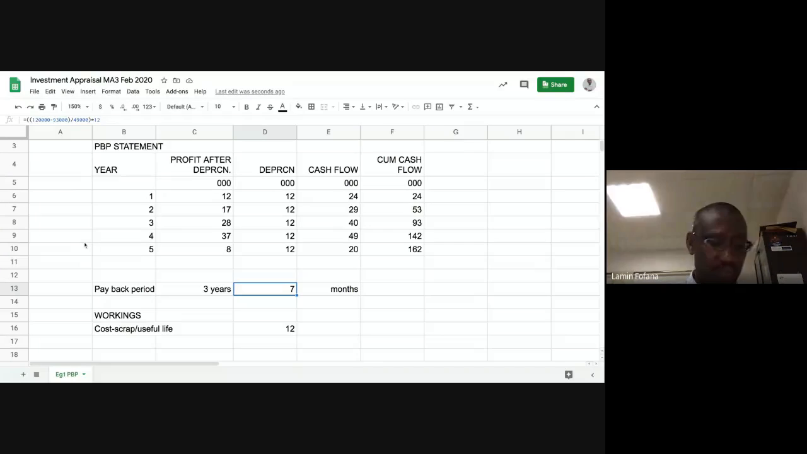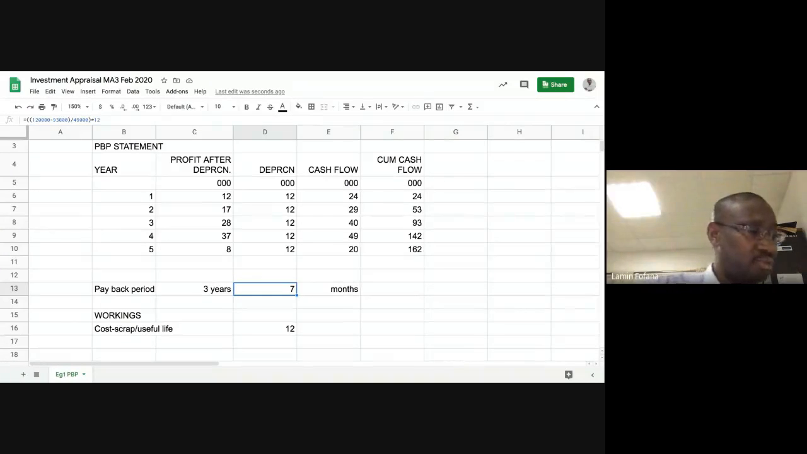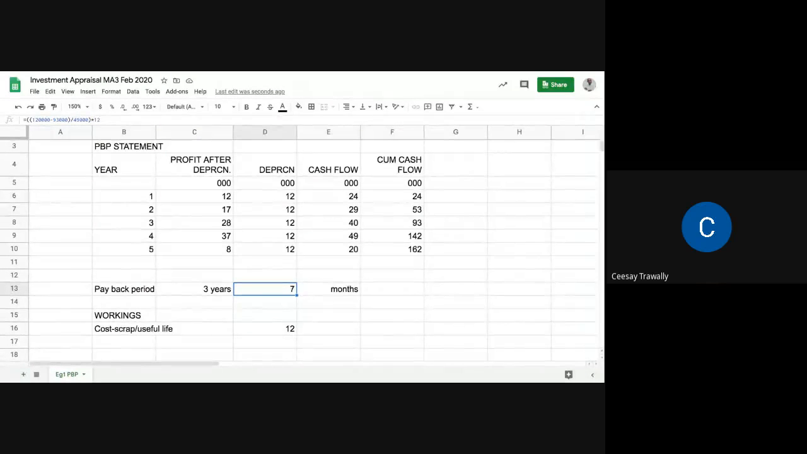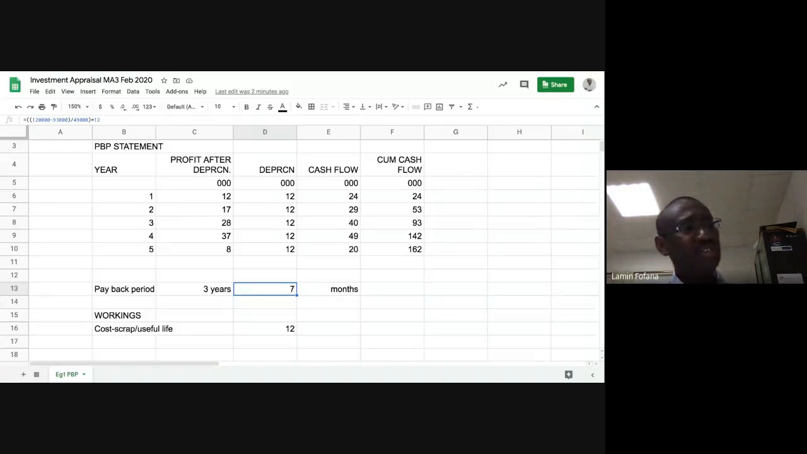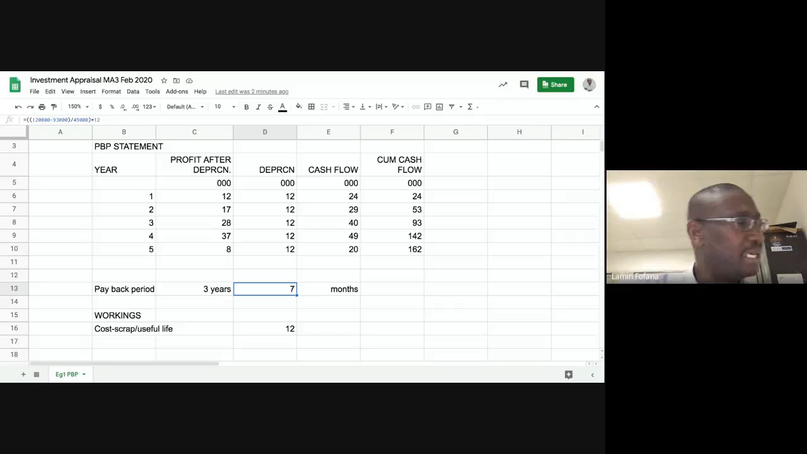Shall we move on? We have to do accounting rate of return today as well, so we stop there. Then on Saturday we'll do the DCF techniques. Mr. Fofana, are we able to finish accounting rate of return? Yes, we'll do accounting rate of return today, so that on Saturday we will do our DCF techniques.